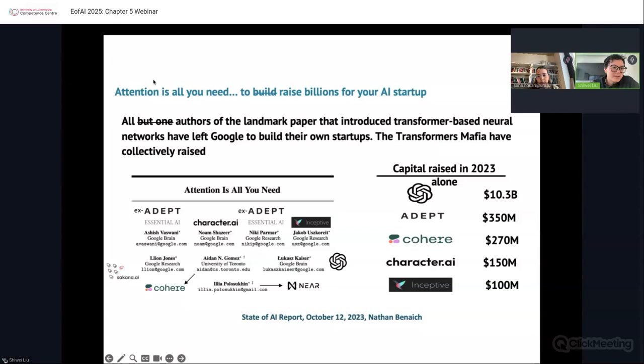There's a joke about the paper. The original title is "Attention is All You Need," and now we figured out attention is all you need to raise billions for your AI stuff. Why is this the case? Because all the authors were at Google, but after the paper and the architecture became popular, they all left Google to build their own startups. And these are actually the top-tier AI companies, which we usually use, like ChatGPT, Cohere, or Claude from Anthropic.